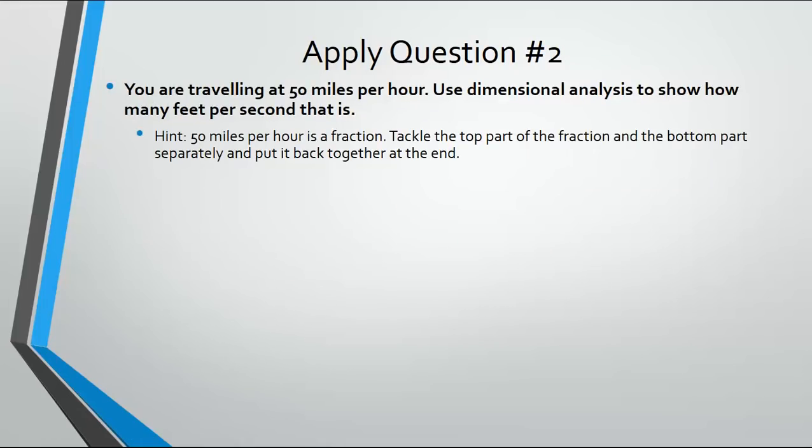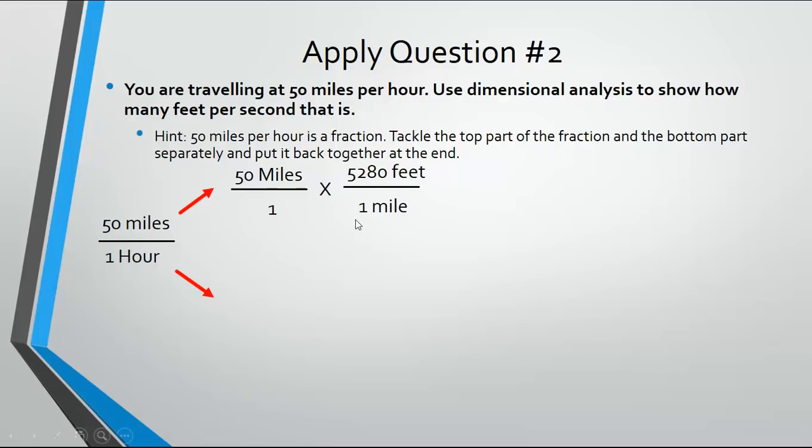For the second apply question, I am going to be starting with 50 miles over 1 hour, and I need to convert the top and the bottom. So I'm going to go 2 different directions with this and then put them together at the end. For 50 miles per hour, I need to get rid of those miles, and I know that there are 5,280 feet in a single mile, so that'll cancel out my miles, and that's what I needed to get to is feet. So that's 264,000 feet, but I'm not done yet.